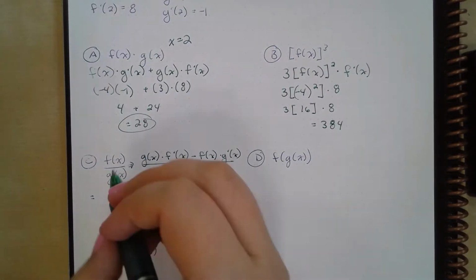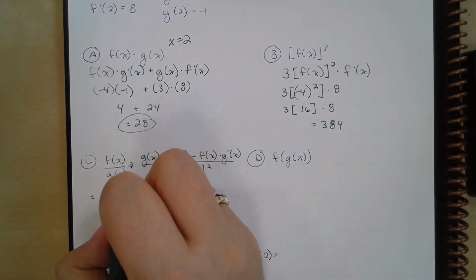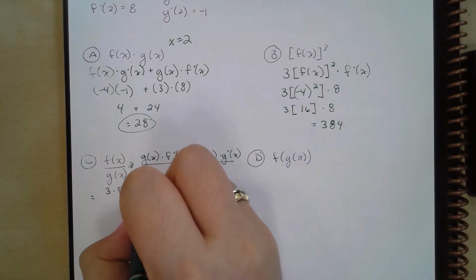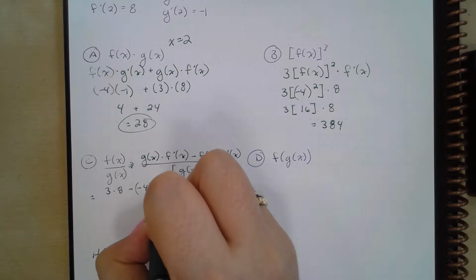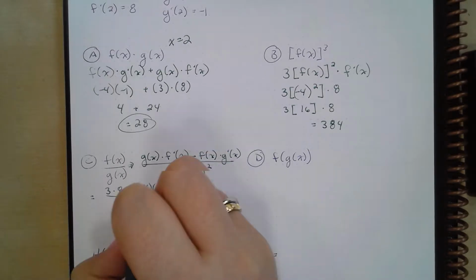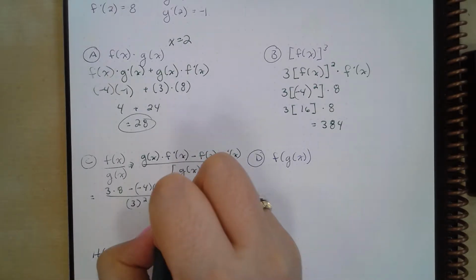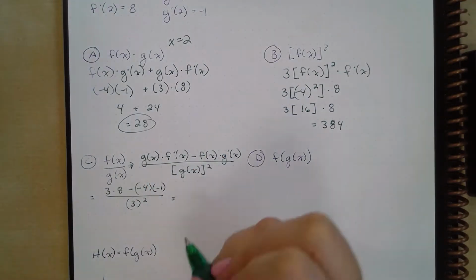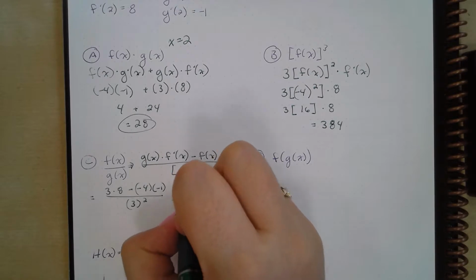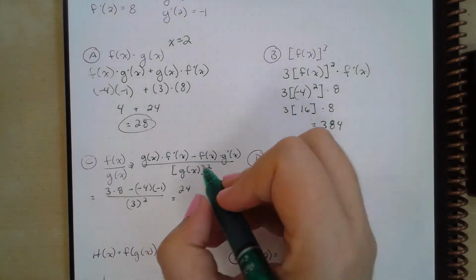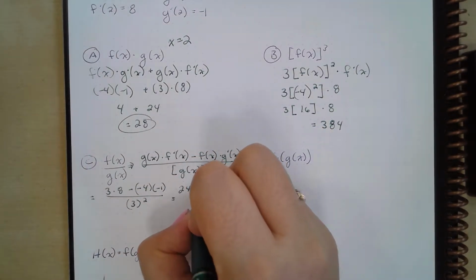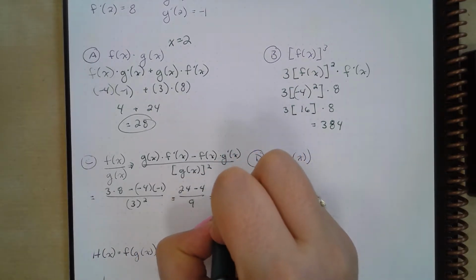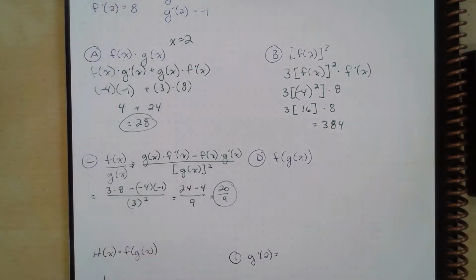So g of 2 is 3 times f prime of 2 is 8 minus f of 2 is -4 times g prime of 2 is -1, all over g of 2, which is 3 squared. So I can kind of do some math here. 3 times 8 is 24. -4 times a -1 is a +4, but this is a minus a 4, over 9. So we've got 20/9. So I'm not going to simplify that anymore.